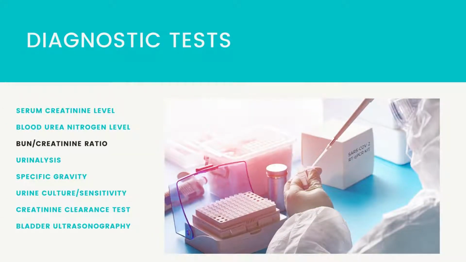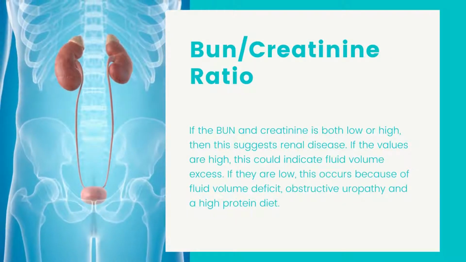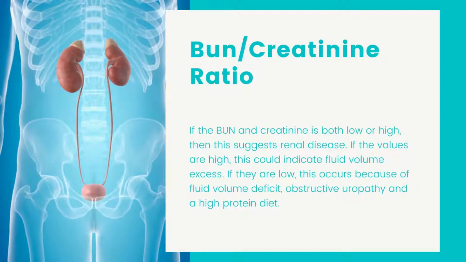BUN creatinine ratio. If the BUN and creatinine are both low or high, then this suggests renal disease. If the values are high, this could indicate fluid volume excess. If they are low, this occurs because of fluid volume deficit, obstructive uropathy, and a high protein diet.